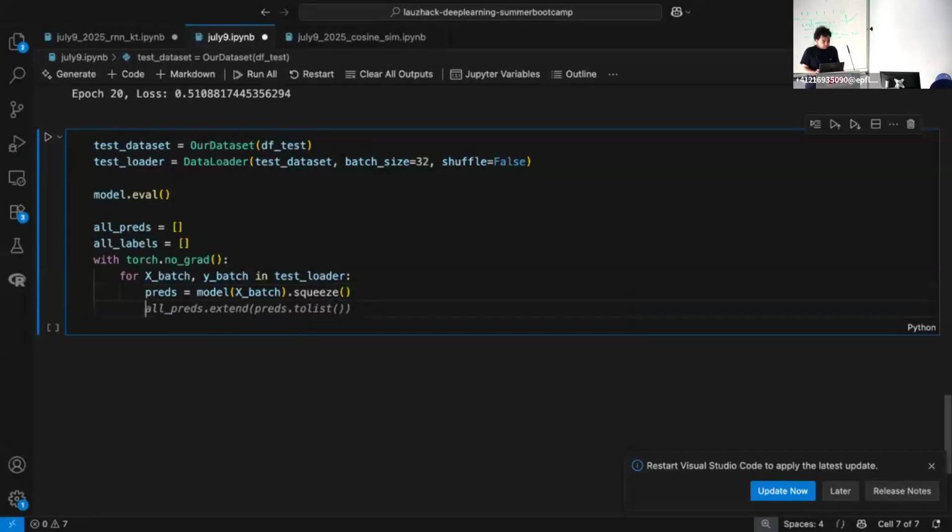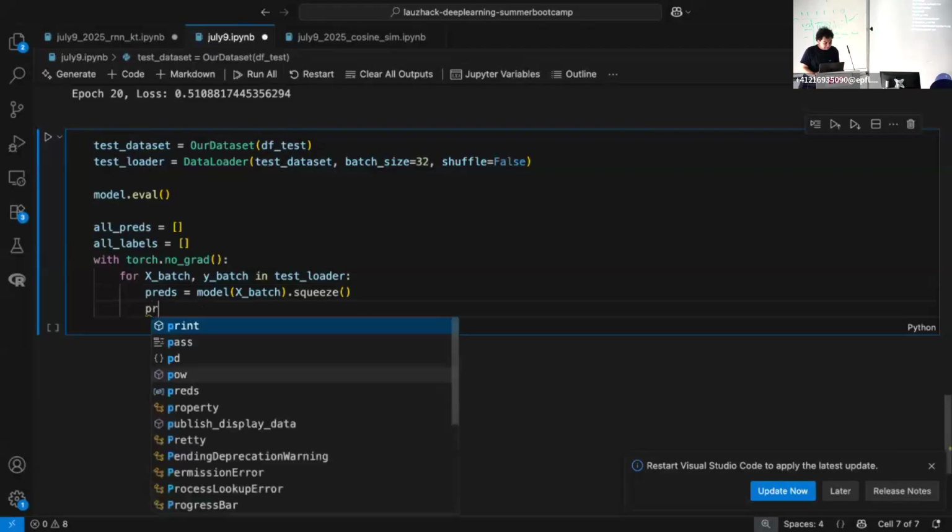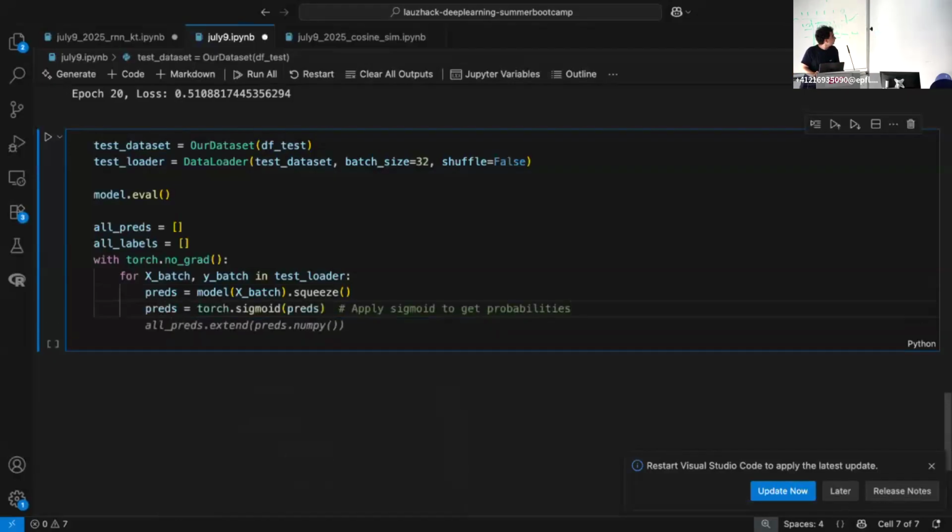Is that enough? If you print preds, these are values that can be whatever, right? We want to have it between 0 and 1 so that we can do a prediction. For example, if it is more than 0.5, we evaluate it as 1. If it is less than 0.5, we evaluate it as 0. So basically, we pass it through a sigmoid. Wow, how did it know? So torch.sigmoid of preds. Then all preds, yes.